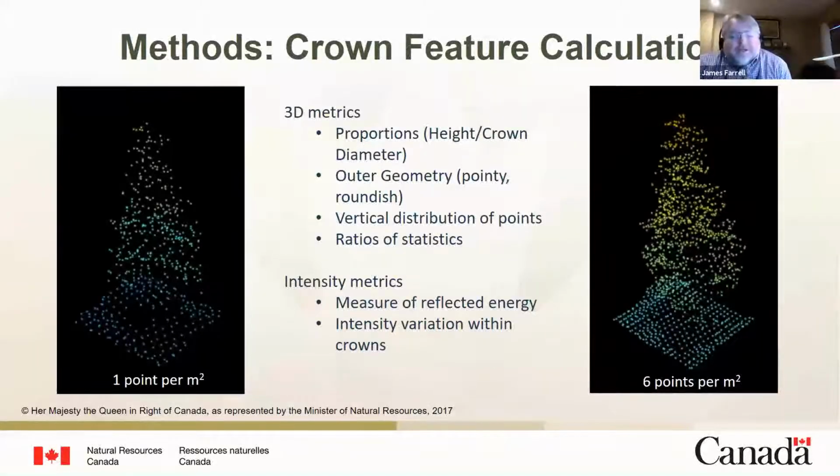This slide just shows the differences between the isolated 1 point per square meter and 6 point per square meter point clouds. This is just one individual tree I isolated. By calculating the three-dimensional and intensity metrics, we can see how predictions vary by point cloud density. If you look at those two images side by side, they look very similar. But of course, the one on the right is denser. So the question is, how much more information and how valuable is that extra information? How much does that influence species prediction?